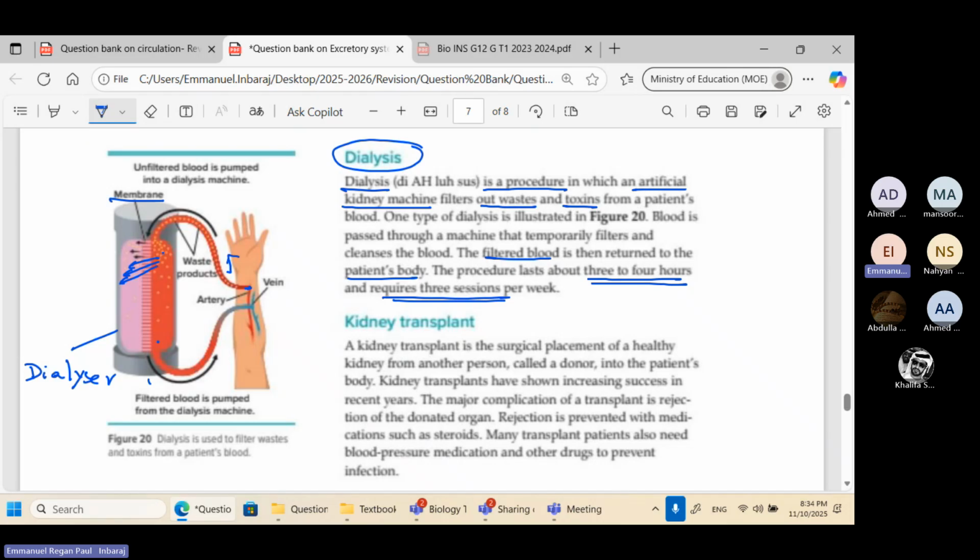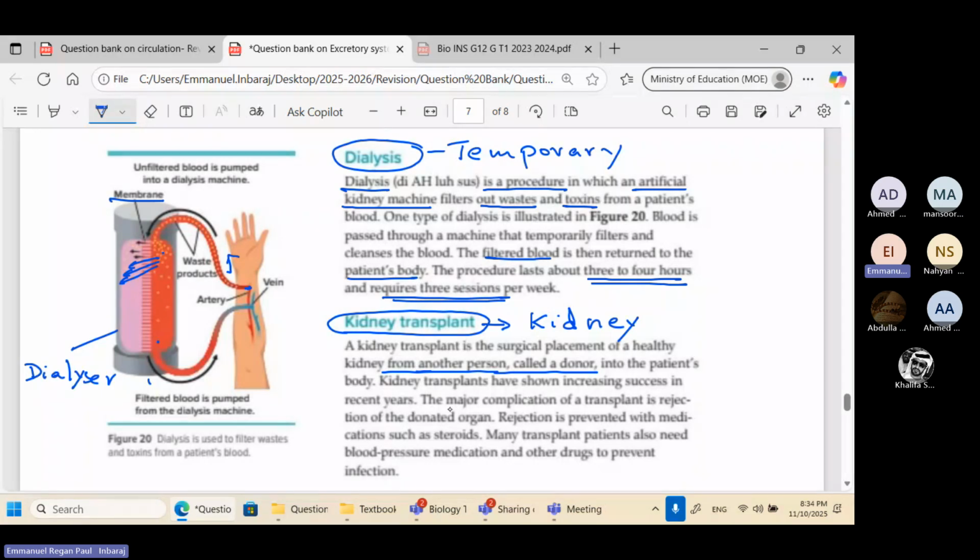The last one. If both the kidneys are not working, dialysis is only a temporary solution. You can't go to the hospital 3 times every week. It's very difficult. So what is the next alternative? You can get a kidney from another person. This is called kidney transplant. The person is called a donor, and he can donate one of his kidneys for you.